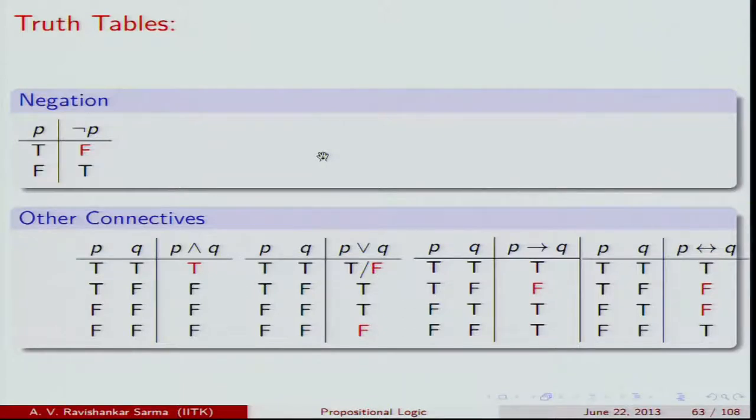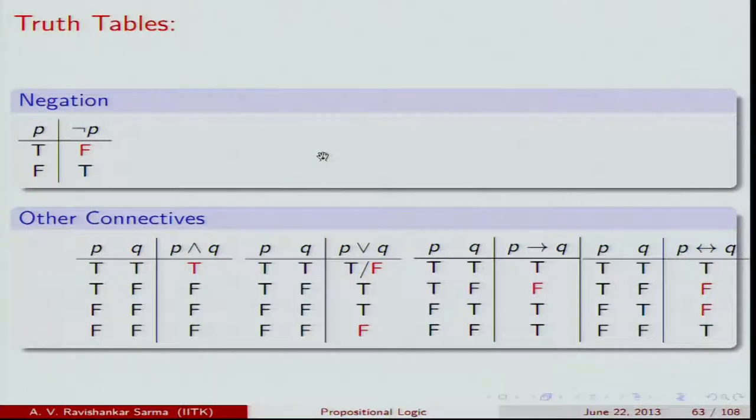To begin with, the conjunction. Conjunction becomes true only when both the constituents are true, whereas in all other cases it's going to be false. Disjunction, on the other hand, can be used in two different senses. The one shown in red is used for exclusive OR. The one in black is meant for inclusive OR. In the case of inclusive OR, P or Q, that is a disjunction, you can also call it either P or Q. That is going to be false only when both constituents are false. In all other cases it's going to be true.